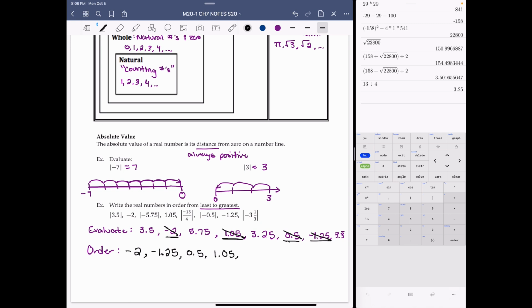Then we have 3 numbers that start with 3: 3.5, 3.25, and 3.3 repeating. So 3.25 would be the next smallest. Then 3.3 repeating. And then 3.5. And then the last one would be 5.75.